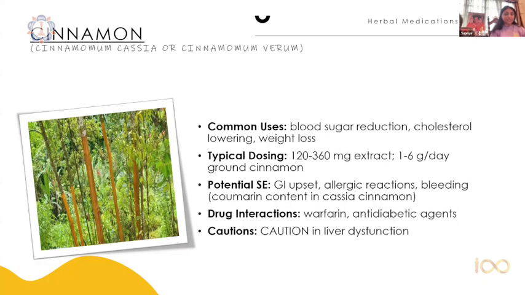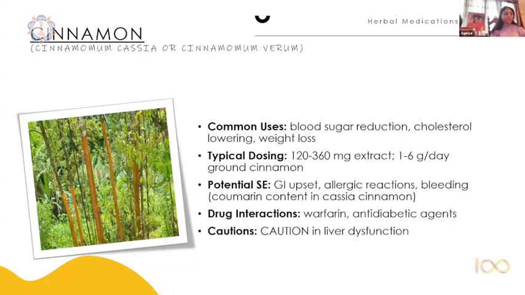Next, we have cinnamon. And this herbal is derived from the dried bark of cinnamomum trees. And you're going to have different cinnamon trees all over the world. It works by blocking your gastrointestinal enzymes. So what's going to happen is you're going to have decreased starch digestion. So your blood sugar after you eat a meal doesn't spike up.